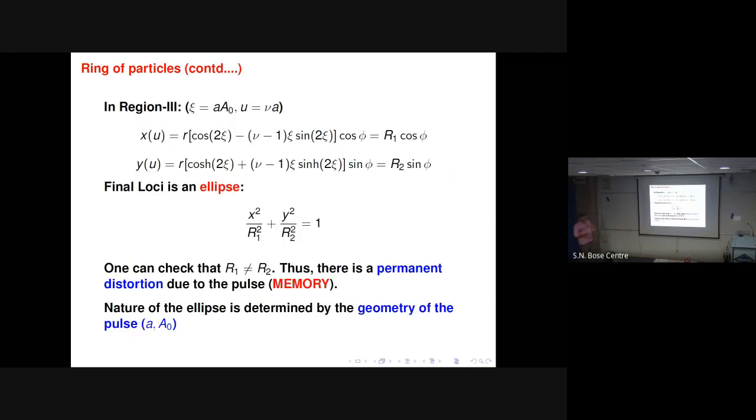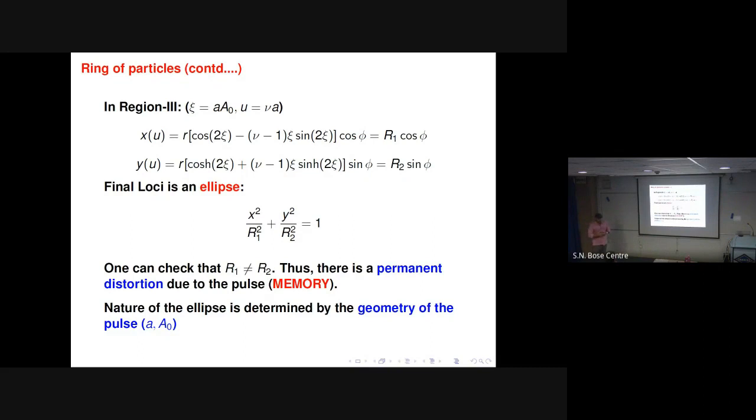But now in region 3, what happens? That is when the wave has passed by. The x and y solutions are like this, and the final locus is now an ellipse. And you can check that R1 and R2 are not equal. What are R1 and R2? They depend on xi and nu, and these xi and nu are in turn dependent on the width and amplitude. So A is the width and A0 is the amplitude. Let me draw a diagram for clarity. This is the pulse, this is the width, which is 2A, and this is the amplitude, which is A0.